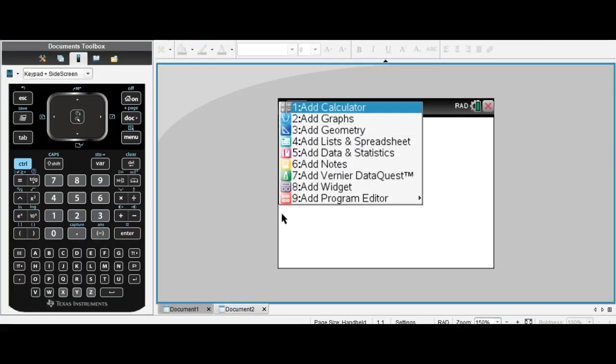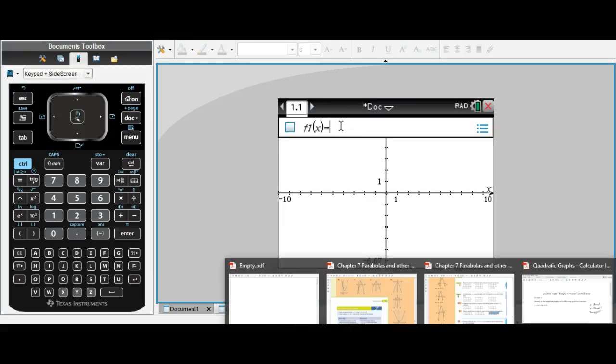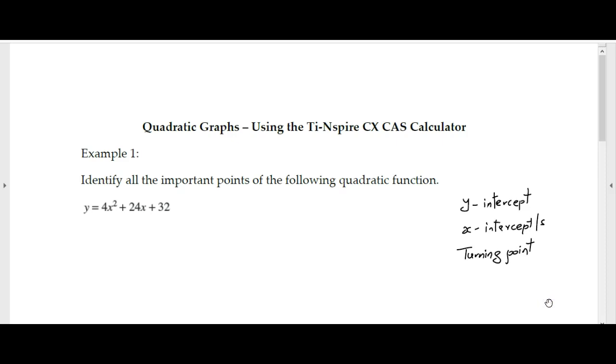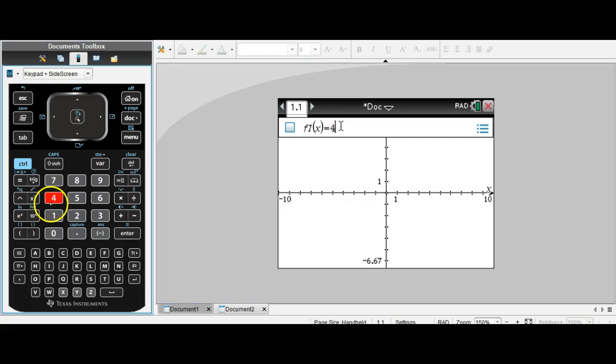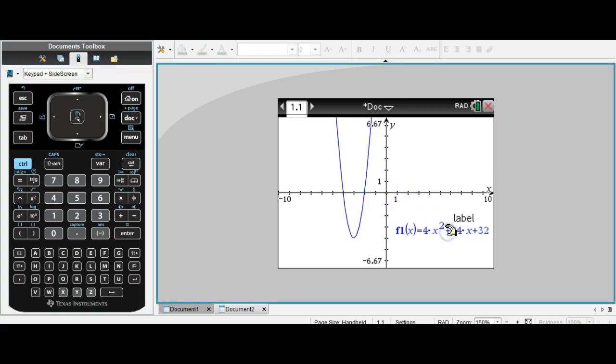So we're going to open up a graph page to start with. The function that I'm going to enter is 4x squared plus 24x plus 32. We press enter. Oh, this is a beautiful looking graph. I can see 3 of the 4 points that I want to see. The only one I can't see in the graph at the moment is my y-intercept.